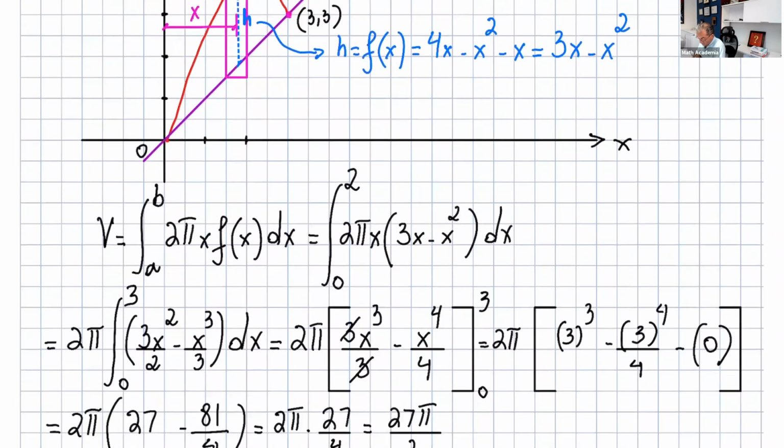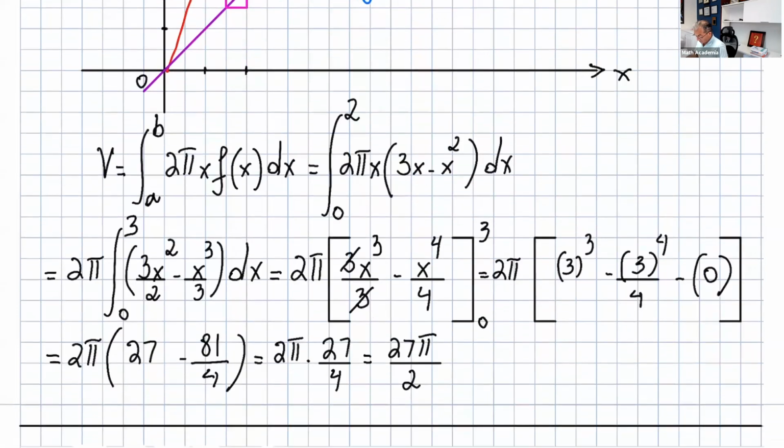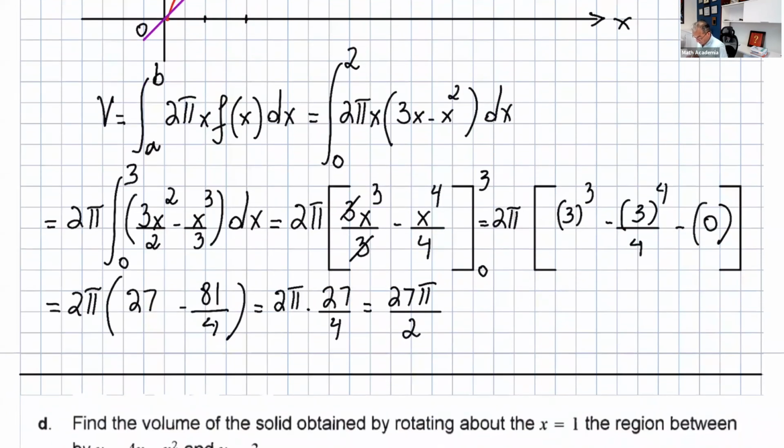So we know that the volume is going from a to b, 2 pi x f of x dx. So again, here it's going to be 2 pi x and our f of x, the difference of the two functions. The rest is a simple integral and substituting the limits, and of course we go from 0 to 3.